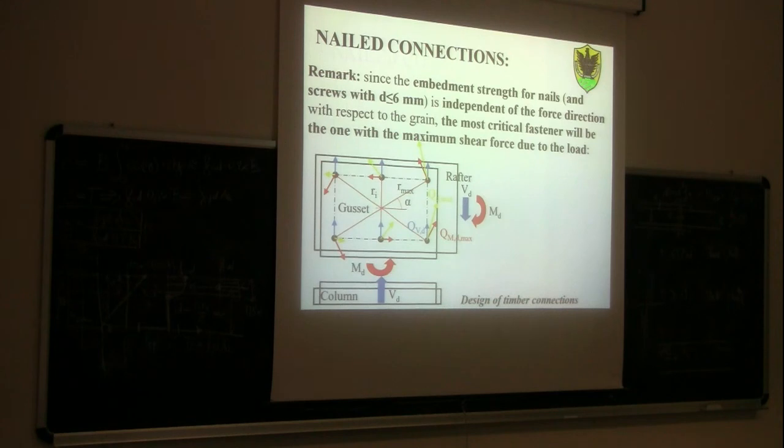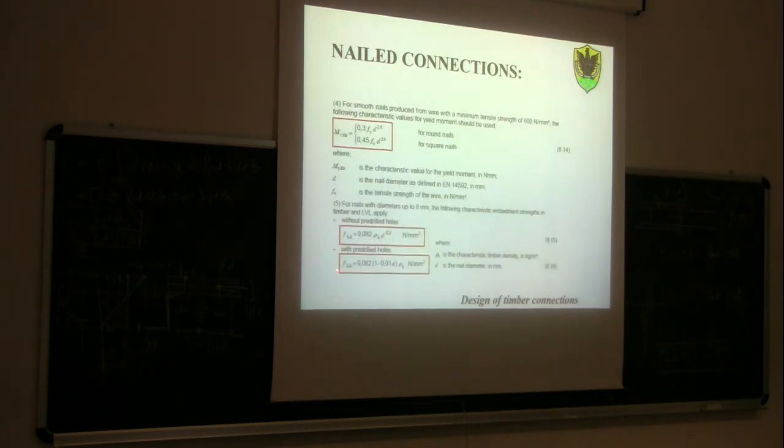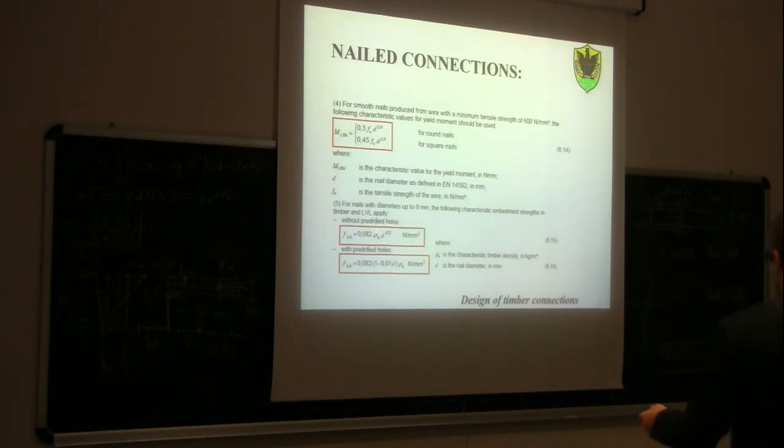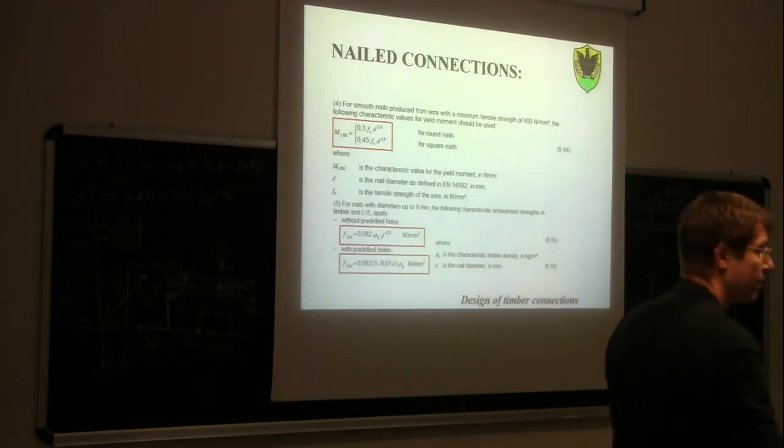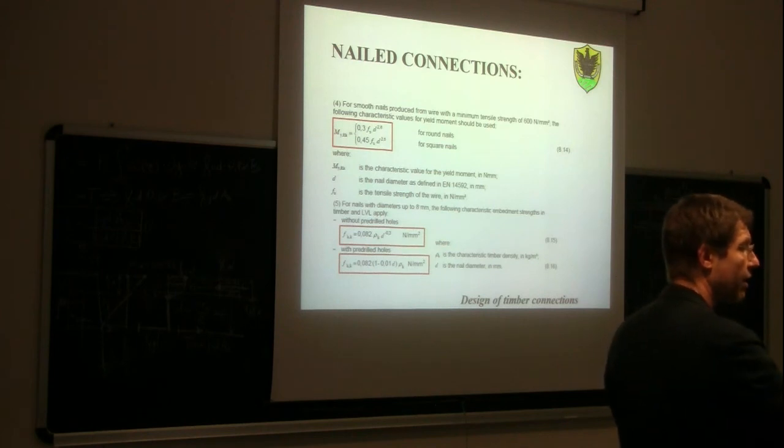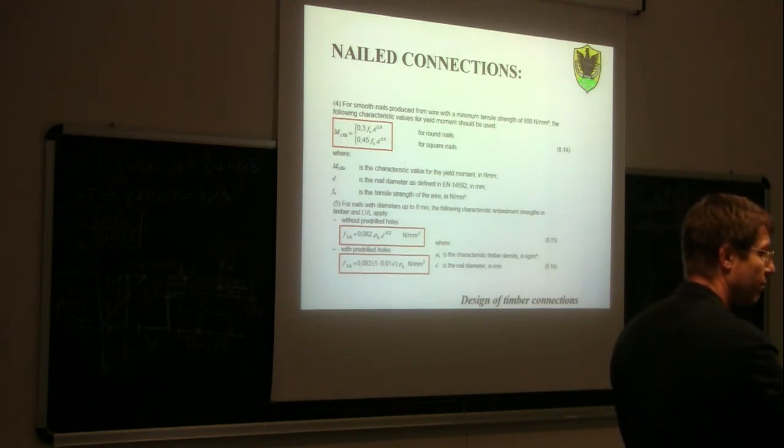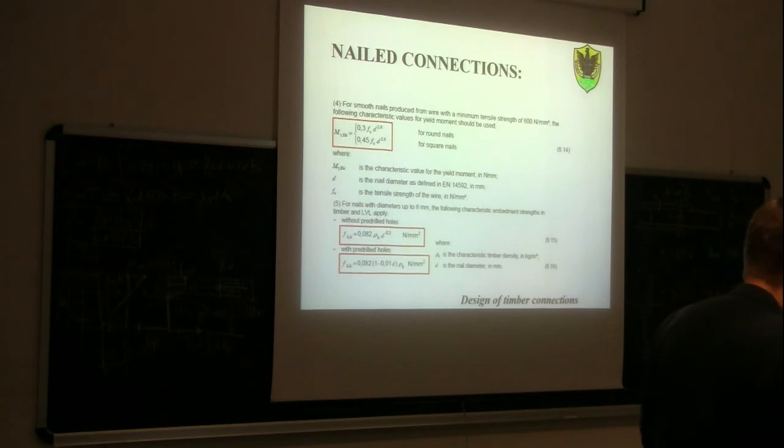Now, just a reminder, once we go to check a complex connection like this with several nails, as you can see, the embedding strength is independent of the direction of the force. So for a nail, the embedding strength is the same in the direction perpendicular to the grain and also in the direction parallel to the grain. It's always the same. There is no difference in the two directions.